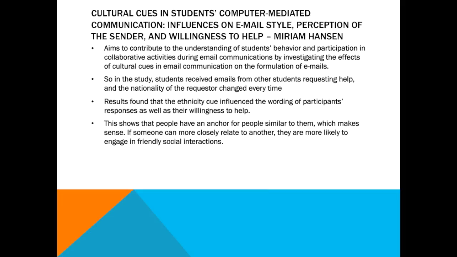So they had a German and a Chinese name, and they sent an email request for help from a German and a Chinese student to a German student. And the German student's wording changed with each response. They were less likely to help the Chinese student, which makes sense because people have an anchor for people similar to them, and if they can more closely relate to one another, they're more likely to engage in friendly social interactions.